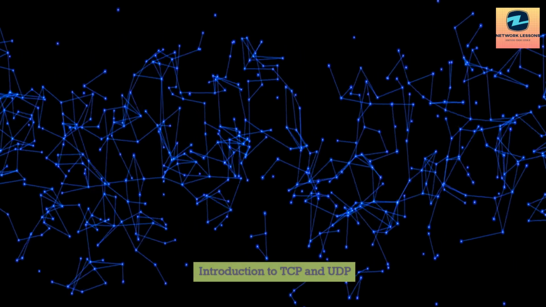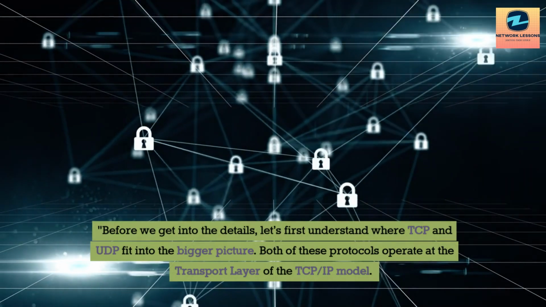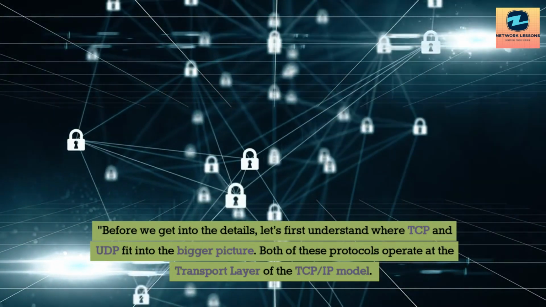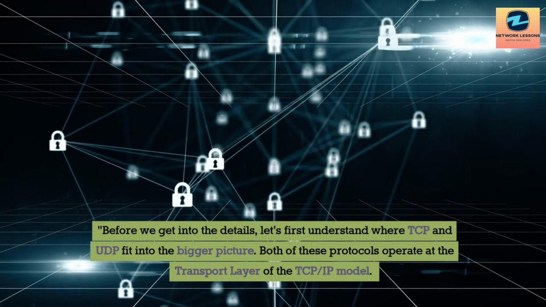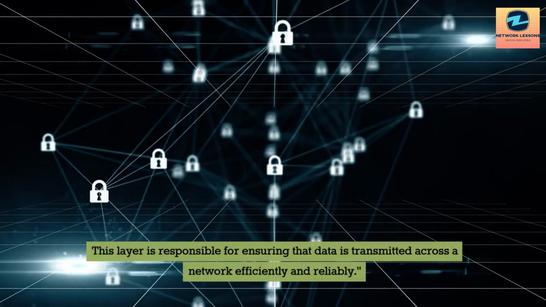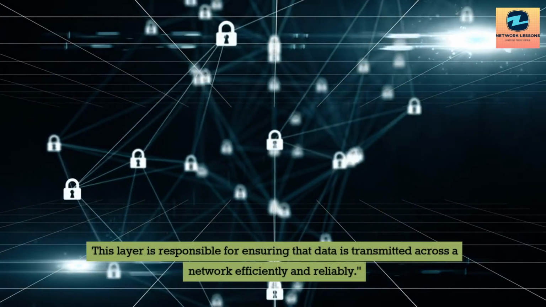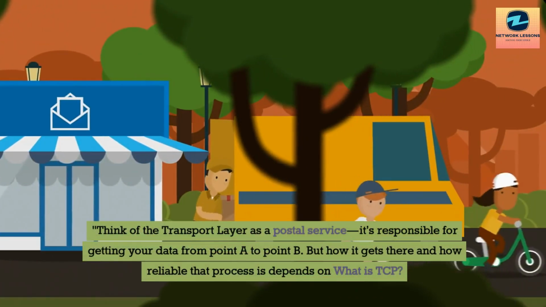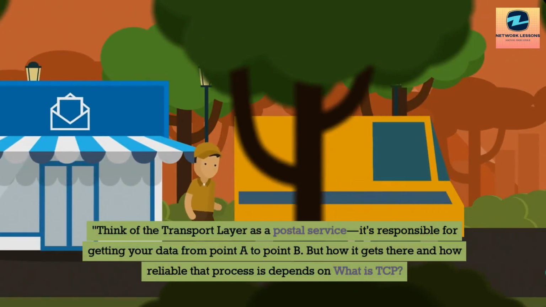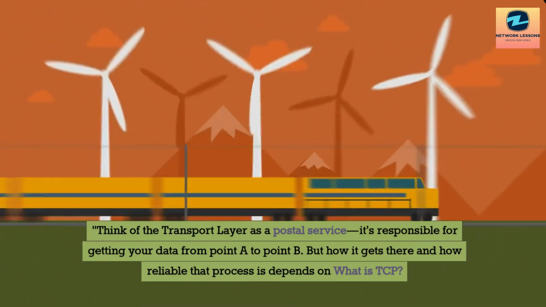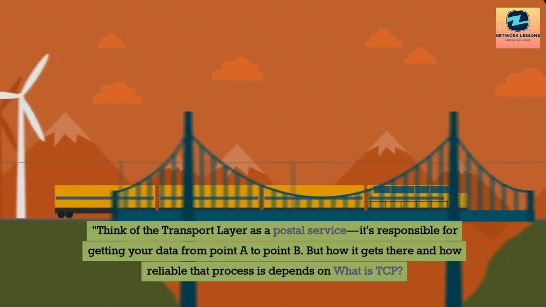Introduction to TCP and UDP. Before we get into the details, let's first understand where TCP and UDP fit into the bigger picture. Both of these protocols operate at the transport layer of the TCP/IP model. This layer is responsible for ensuring that data is transmitted across a network efficiently and reliably. Think of the transport layer as a postal service. It's responsible for getting your data from point A to point B. But how it gets there and how reliable that process is depends on the protocol.